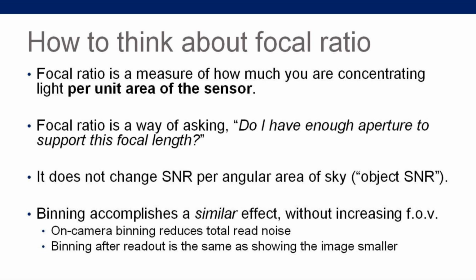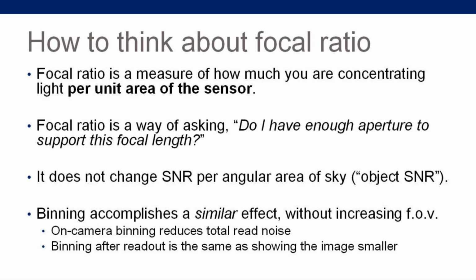Note that you can do something similar with binning, right? Binning allows you to take in more photons. It's basically getting an effectively larger pixel with only a slightly larger read noise. It definitely can have a similar effect. It's not going to increase your field of view. It's actually not quite the same, because you don't get 4 times the read noise when you bin 2 by 2, but you do get twice as much read noise. So it's not perfect, but binning on the camera can help with that.